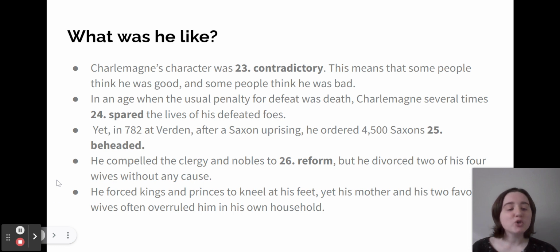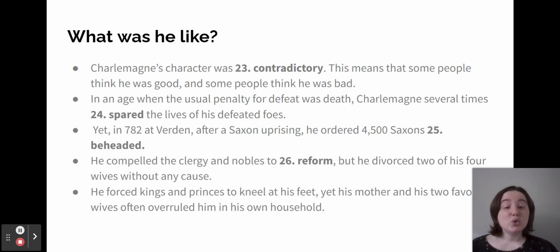So, what was he actually like? We've heard a lot about his rule, his military life, but what was he like as a person? Well, Charlemagne's character was contradictory. This means that some people think he was good, but some people think he was bad.